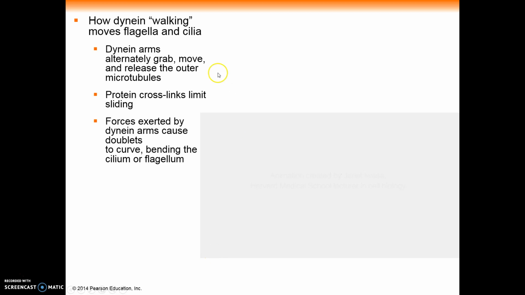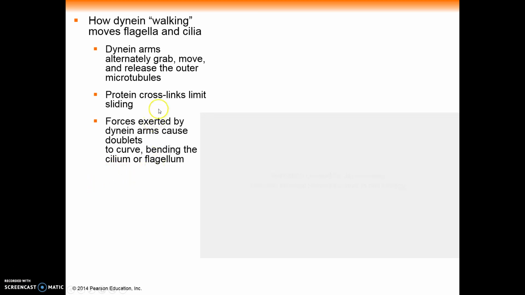Now, something that's important here is we have protein crosslinks that will limit the microtubules from sliding too far away from each other. So in combination, that is going to cause the overall flagellum or cilium to curve or bend, leading to the activity we've seen in both sperm and in flagella.